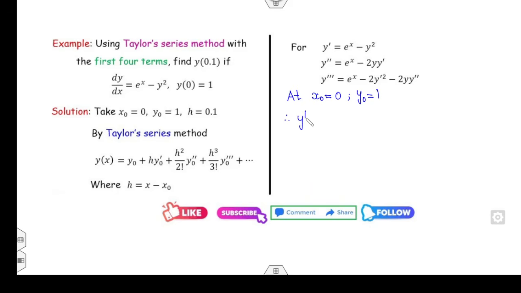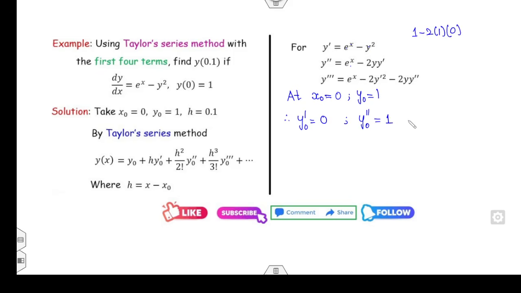So what is the value of y prime? X is 0, e raised to power 0 is 1, 1 minus 1 is 0. Can you calculate the second derivative? e raised to power 0 is 1, minus 2 into 1 and y prime is 0.